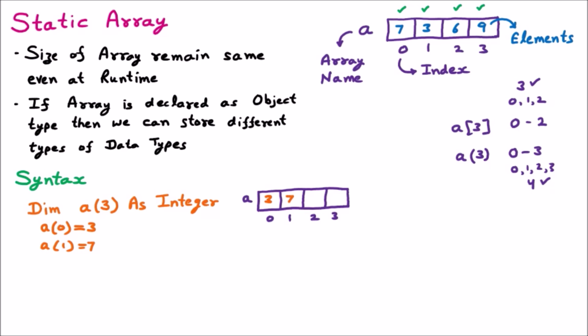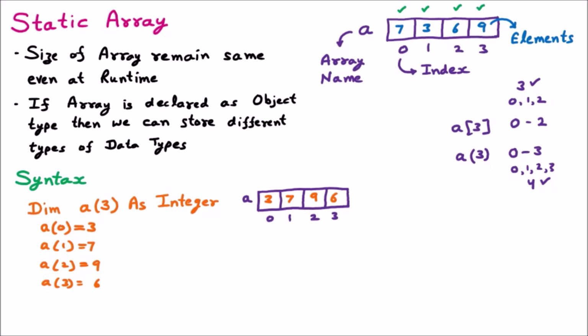So 7 will come here. Then afterward A2 is equal to 9, so 9 will come here. And if I mention A3, that will be equal to 6, so 6 will come here. This is how we can first declare the static array, and then afterward we are going to initialize the values.